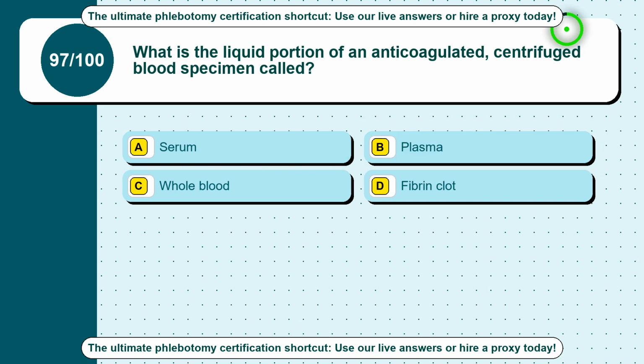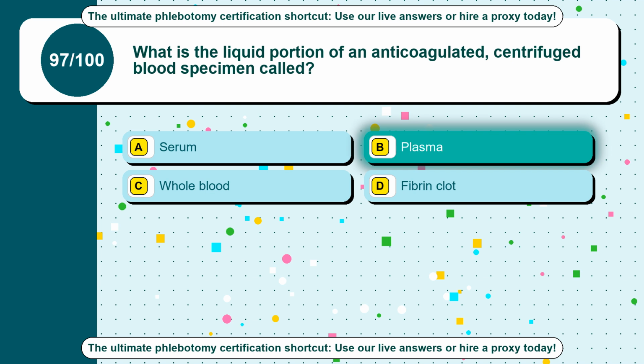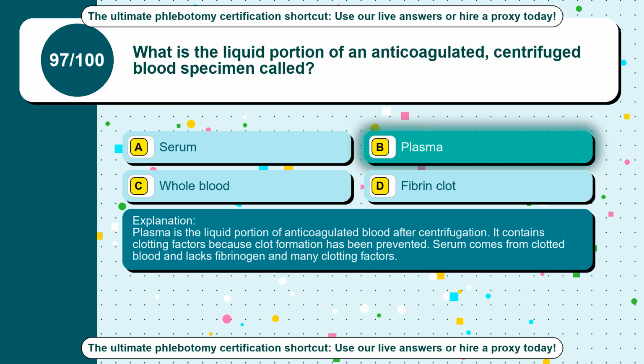Question 97. What is the liquid portion of an anticoagulated, centrifuged blood specimen called? Option A, serum. Option B, plasma. Option C, whole blood. Option D, fibrin clot. The correct answer is option B, plasma. Plasma is the liquid portion of anticoagulated blood after centrifugation. It contains clotting factors because clot formation has been prevented. Serum comes from clotted blood and lacks fibrinogen and many clotting factors.